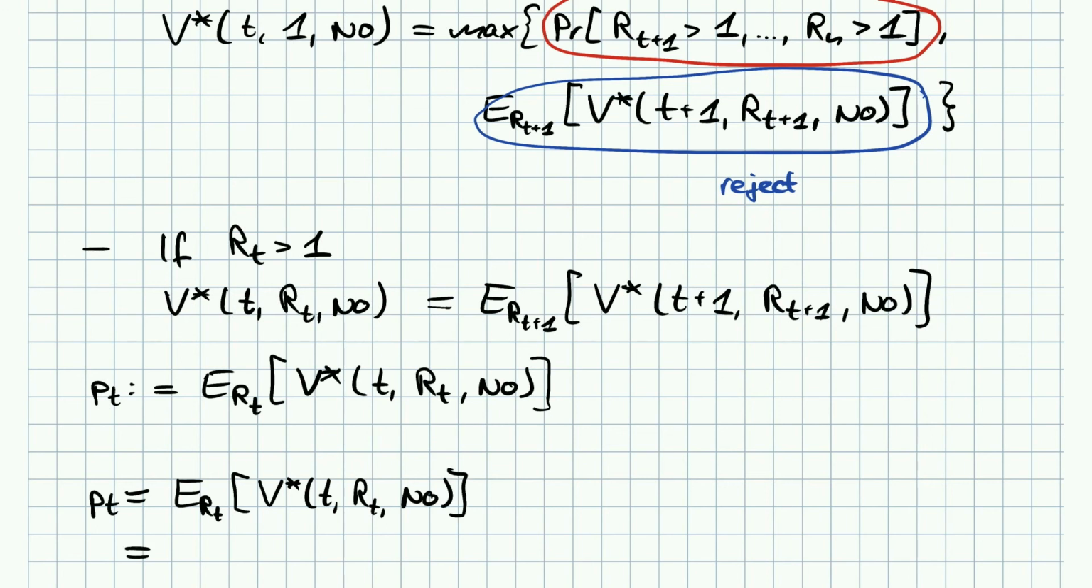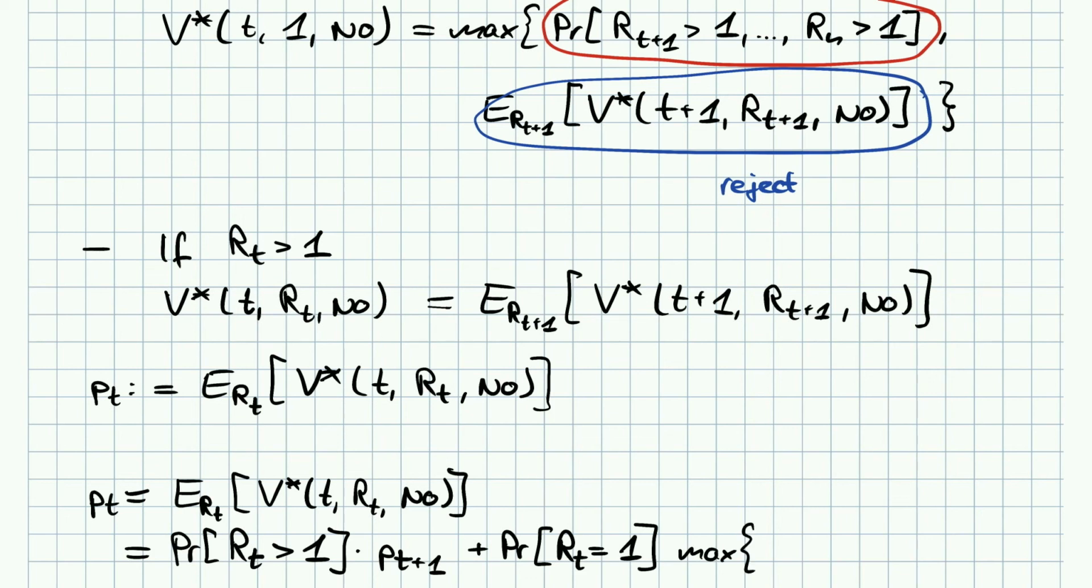This now means that with probability 1 over t, or probably, yes, I'm getting ahead of myself here, if R_t is bigger than 1, then what we're getting here is exactly P_{t+1}. Or what else might happen is that the rank is exactly equal to 1. And in this case, we're getting the maximum of these two statements. And we see that the second part in this maximum is again P_{t+1}.